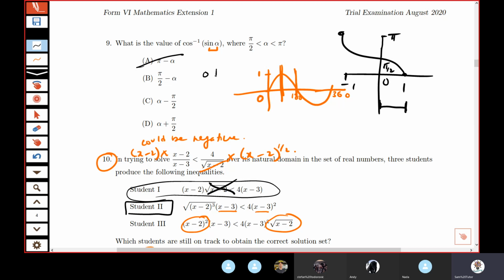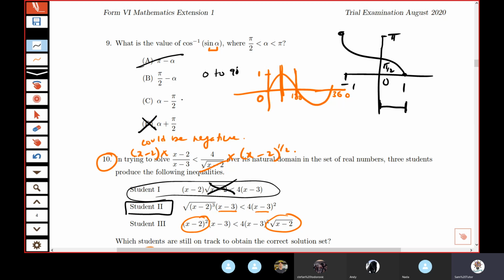0 to 90 degrees. It can't be D, because if alpha is already between 90 and 180, my range has to be between 0 to 90 degrees, so it'll be outside. Next one, alpha minus pi on 2. Alpha is between 90 and 180, minus 90, yes. 90 minus 0 is also, so it could be either of these two. So go back.